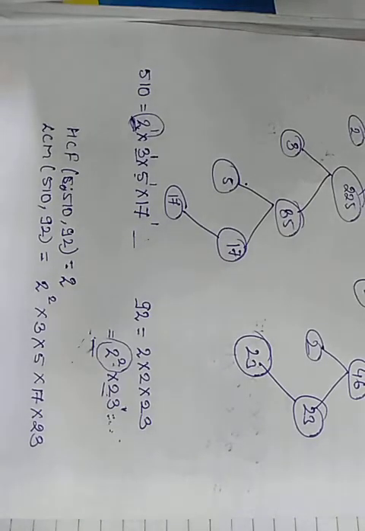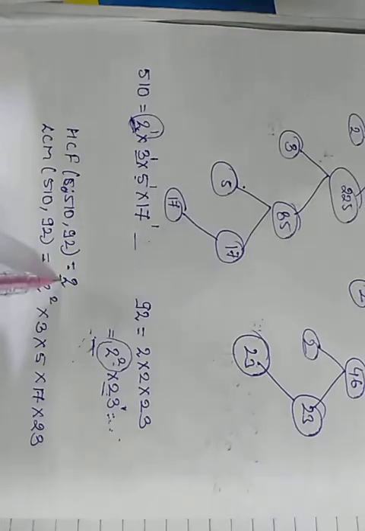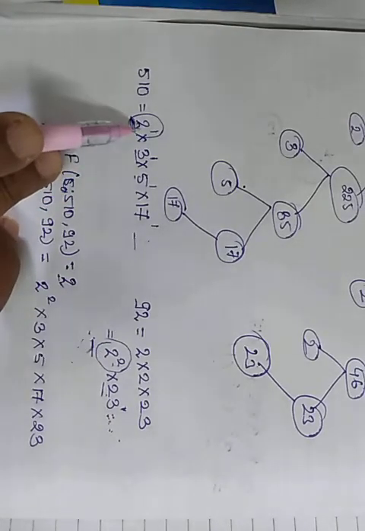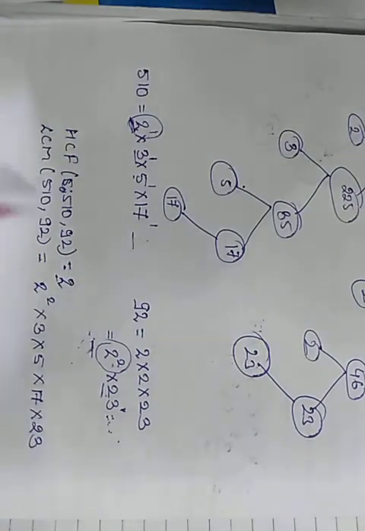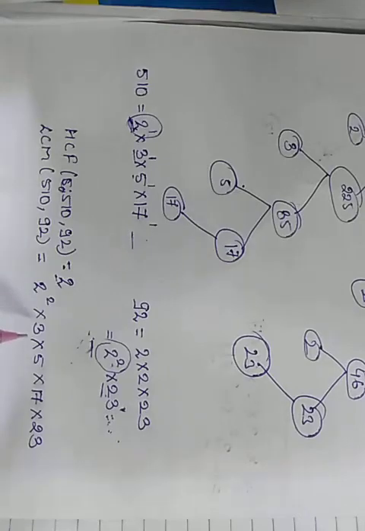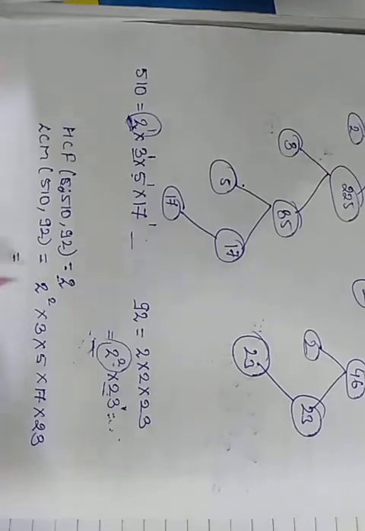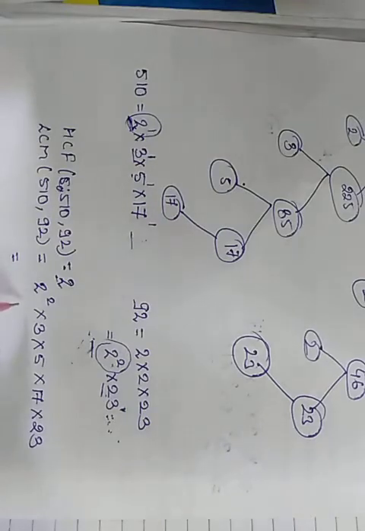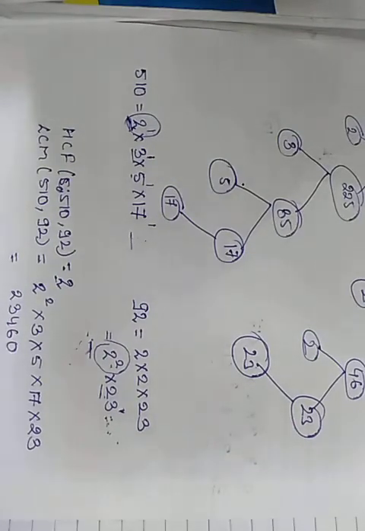In HCF you have to find the common terms, and among the common terms you will find the term with least power. In LCM you will consider all the terms but with the greatest power. If you solve, you will obtain the answer, and that is 23460.